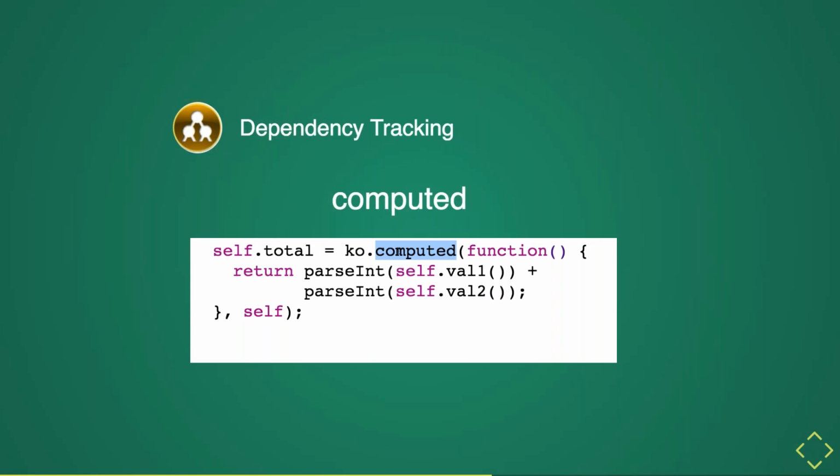And here we're using the computed command in Knockout. So we're saying total is computed, and how is it computed? Knockout knows that whenever value 1 or value 2 changes, it has to change total. That's the dependency tracking. It's going to be smart enough to do that.